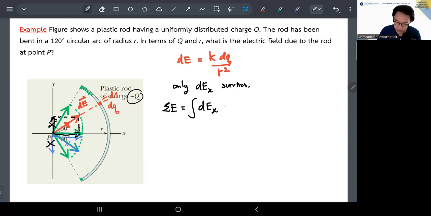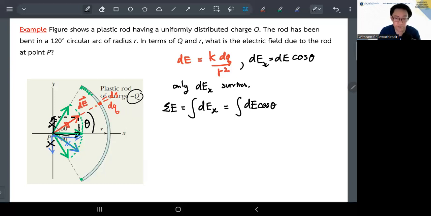The x component of dE is just dE times the cosine of the angle. Let me call this angle theta. So it's going to be the integral of dE cosine theta. Is it cool? That's the dE cosine theta that you want to sum. You're going to have a bunch of these dE cosine theta coming out of this, coming out of that, everything pointing along the x direction. Sum them all.